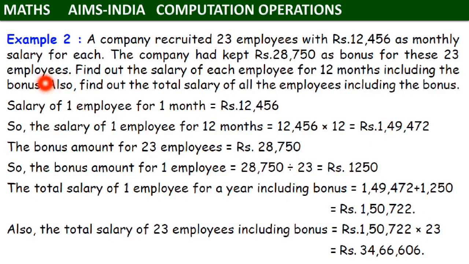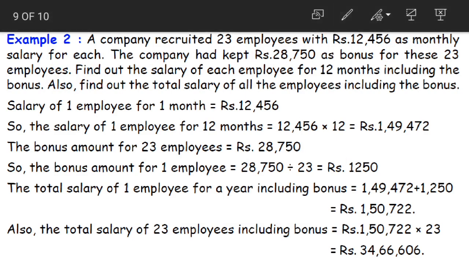But before ending the class, children, let us take a look at another word problem. What is this? A company recruited 23 employees with rupees 12,456 as monthly salary for each. What did the company do? It recruited 23 employees. That means it has selected 23 employees to work in their company.